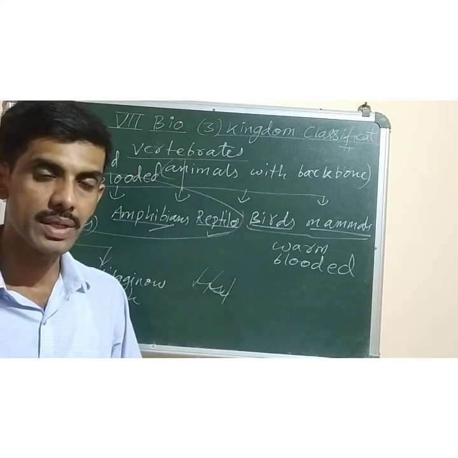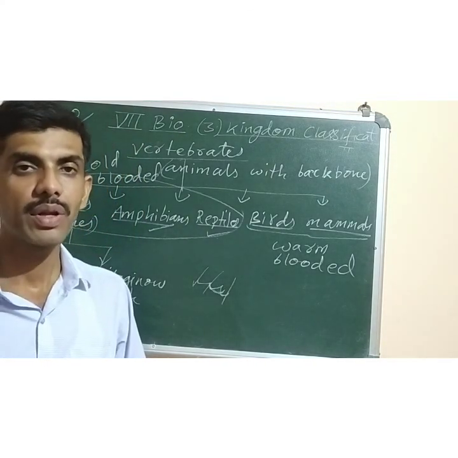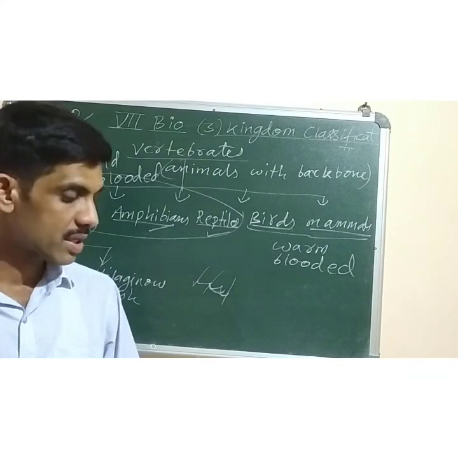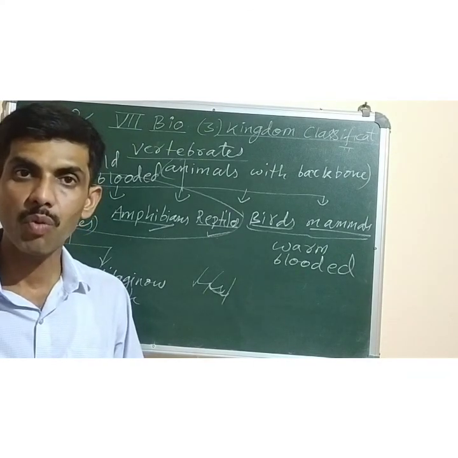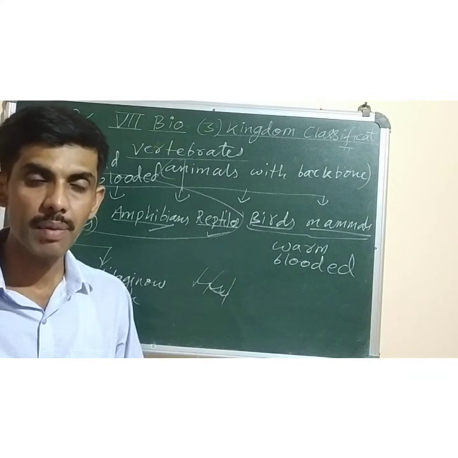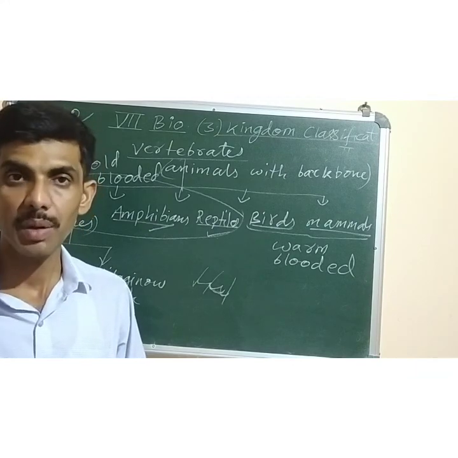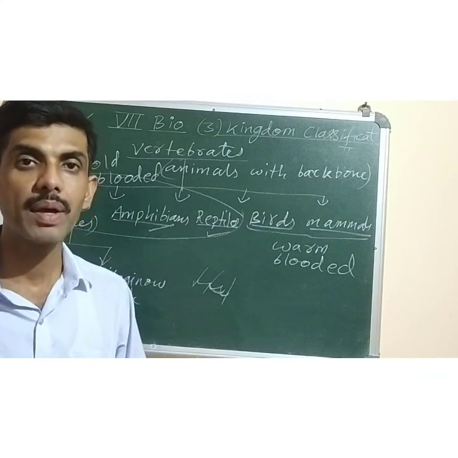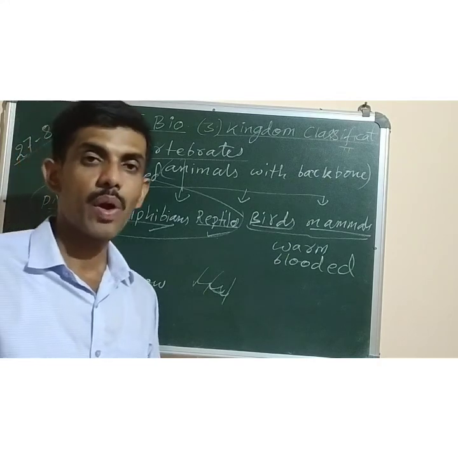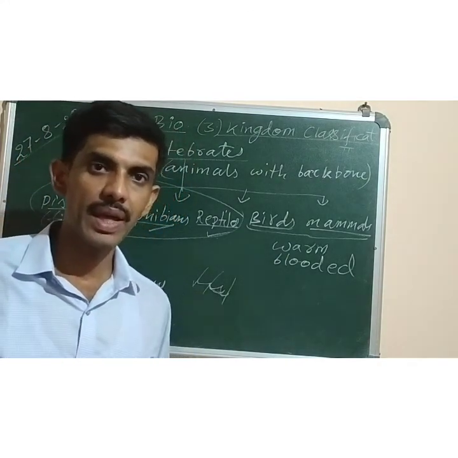Then we have the birds. You know what are the characteristics found in the birds? Number 1, their body is covered with feathers which keep them warm, and they have wings, which are their modified forelimbs, which help them to move from one place to the other by flapping their wings.